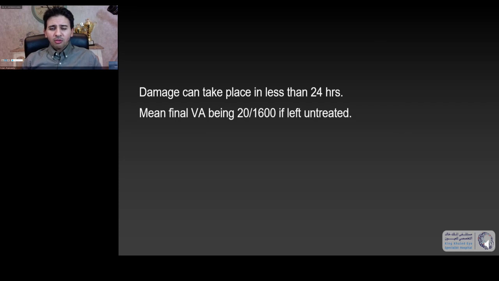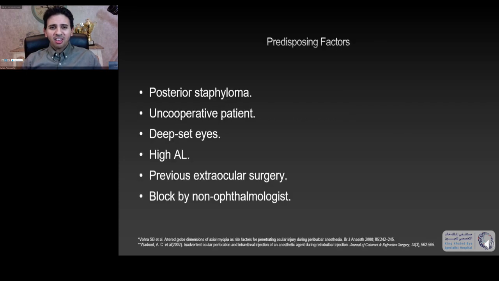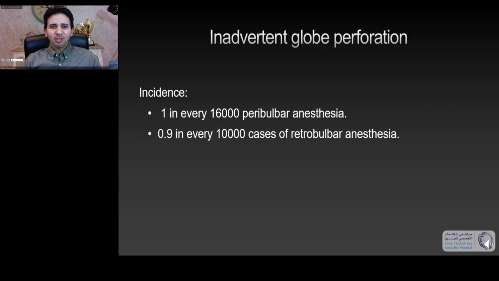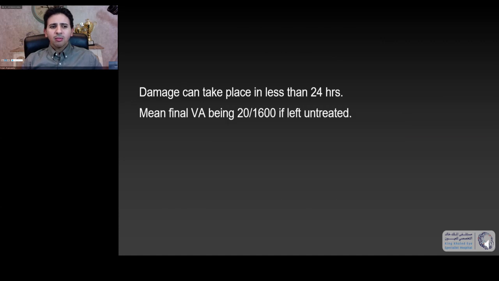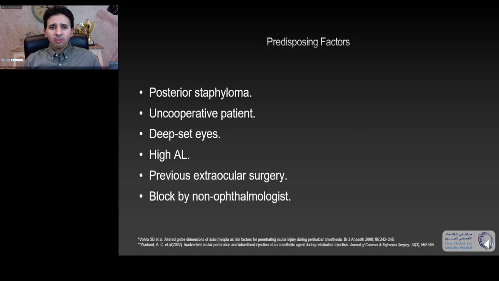So, inadvertent globe perforation is one complication, and as Dr. Ali mentioned, is one of the things that we may cause, a trauma that we might cause as an ophthalmologist. And predisposing factors for this condition include posterior staphyloma, uncooperative patient, deep-seated globe, patients who have high axial length and had previous extraocular surgery, and an injection that's done by a non-ophthalmologist, which was the case here.